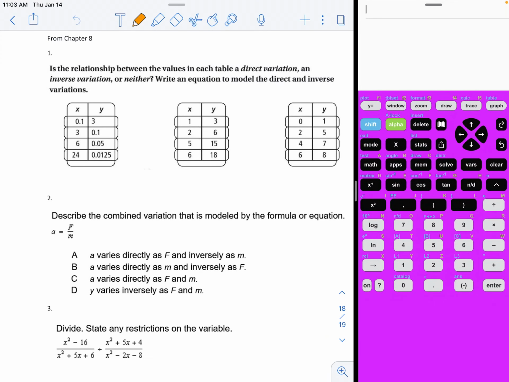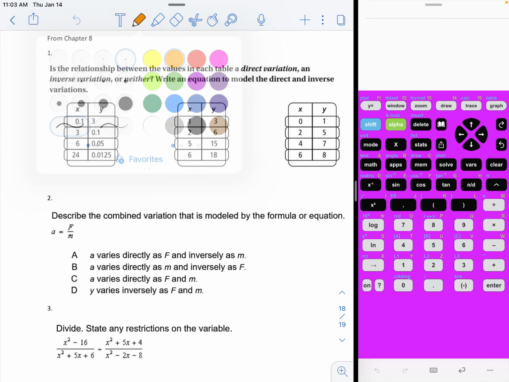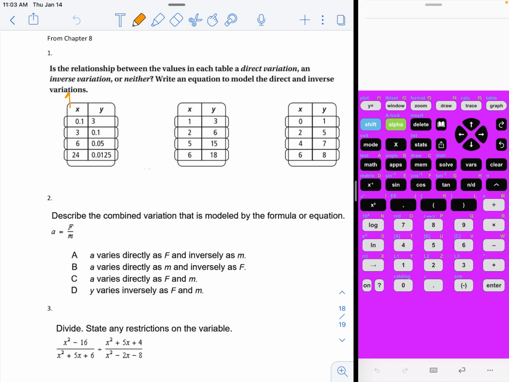All right. So what I notice about the absolute values of these numbers is that x is going up as I read my chart and y is going down. So that means I'm going to test for inverse. And I know that inverse is y equals k over x. So if I'm testing for k, I have to do y times x. So I'm going to do 0.1 times 3, 3 times 0.1, 6 times 0.05, and 24 times 0.0125.